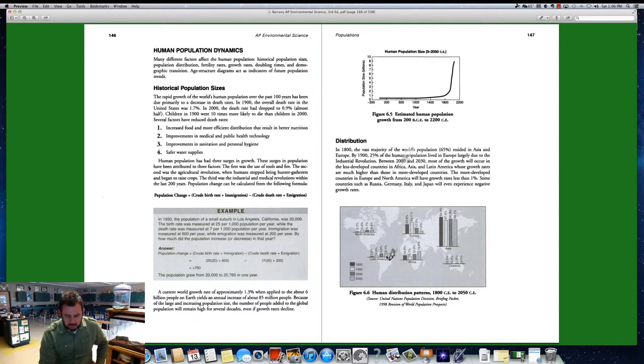Your book gives you an interesting diagram. I actually like this one better in the old edition, but it's a little bit different. It says distribution of the last billion people on Earth, so I guess since we've reached 7 billion. They're showing different things. This one shows human distribution patterns in 1800, and then in 2050, talking about what we talked about here.